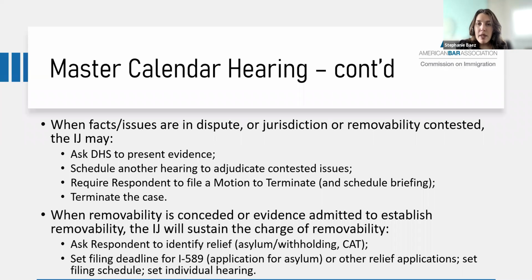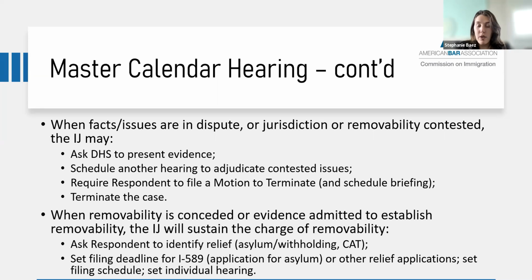So that's something important that happens at a master calendar hearing. Now, like I said, there can be more than one master calendar hearing. So in your initial master calendar, if you're not ready to plead to what the NTA says, then you ask the judge for a continuance to have time to review that NTA, to discuss it with your client, and come back to plead at a later date.